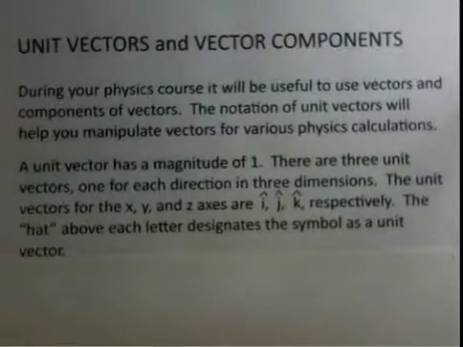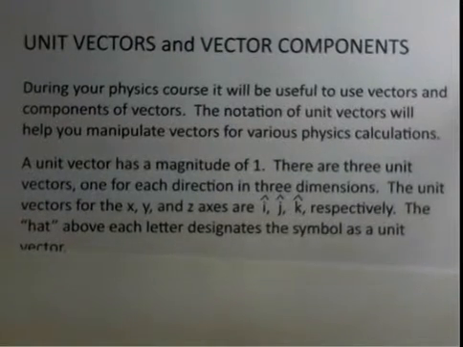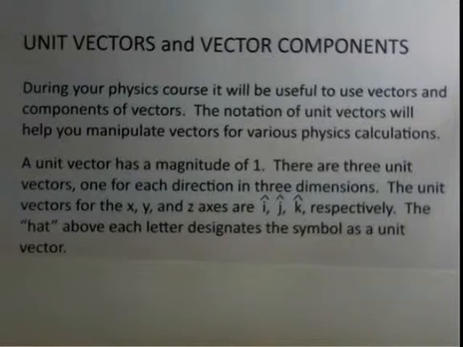The unit vector notation and what they are. Unit vectors have a length of 1. They have a length of 1 and no dimensions to them, not meters, not seconds, and so forth. They're going to be multiplied, and because they have a magnitude of 1, they will not change the value of what they're multiplied on.